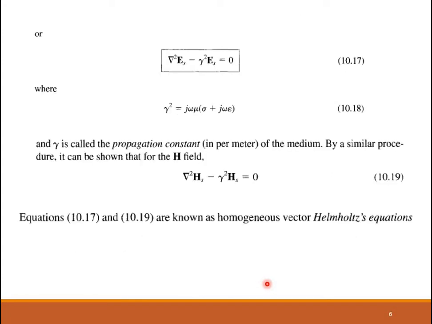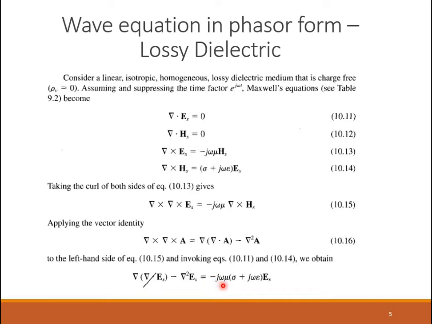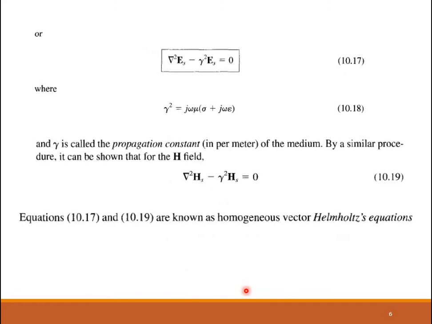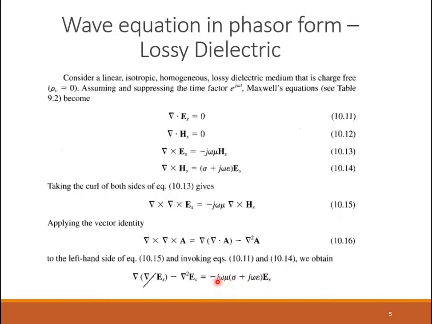Then from this point, see this particular term here, that is j omega mu into sigma plus j omega epsilon. This part, I'm going to replace with the constant gamma, which is called the propagation constant. So then how can I write this expression? I'm going to replace this with gamma square. So gamma is actually equal to the square root of this particular term. That is how I'm defining the propagation constant squared. Gamma square is equal to this particular term.